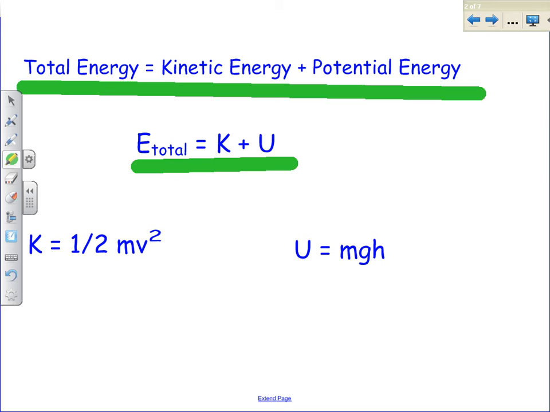And to remind you, kinetic energy is 1/2 the mass times the velocity squared, and potential energy is represented by U, and that's the mass times the acceleration due to gravity times the height. So we're looking at gravitational potential energy.